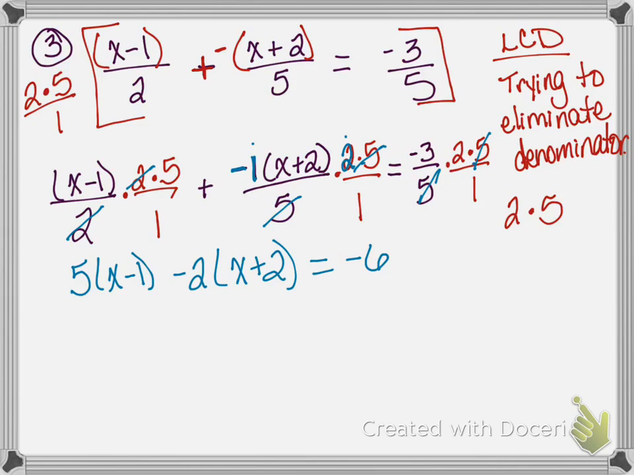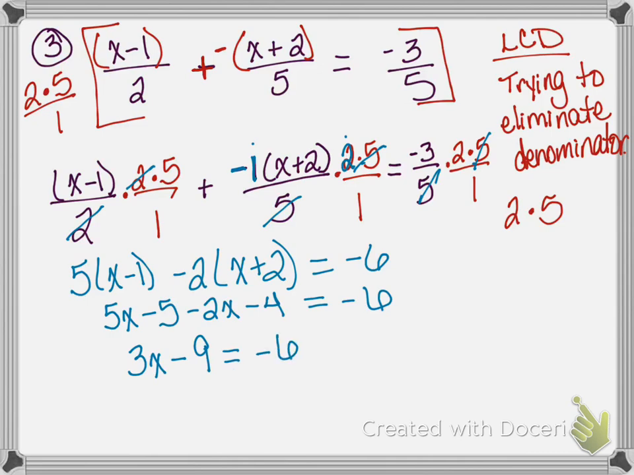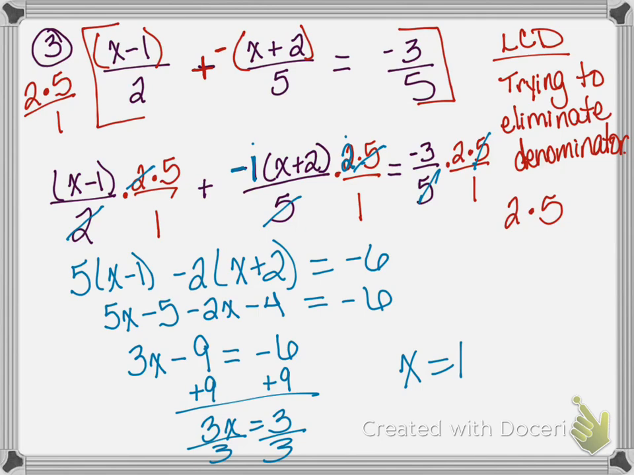Now I can solve. 5 times x is 5x. 5 times negative 1 is negative 5. I distribute my negative 2, and I get negative 2x minus 4. That equals negative 6. Okay, 5x minus 2x is going to be 3x. Negative 5 minus 4 is negative 9. Okay, I add 9 to both sides, and I'm left with 3x equals 3. And when I divide both sides by 3, I'm left with x equals 1. So my final answer to this one is x equals 1.